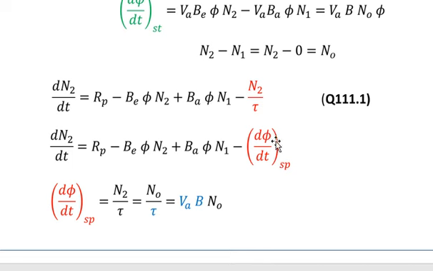Now this term shown in red is actually the dφ/dt term, that is the term that gives you the rate of change of photons due to the spontaneous emission. So I have separated out this term, that is dφ/dt due to the spontaneous emission, sp, is equal to N2 over tau, and N2 can be replaced by N naught over tau. And similarly, since we are equating Be equal to Ba, under the steady state condition we can also take 1 over tau to be equal to Va times B. So the rate of change of photons due to spontaneous emission is equal to Va times B times N naught.